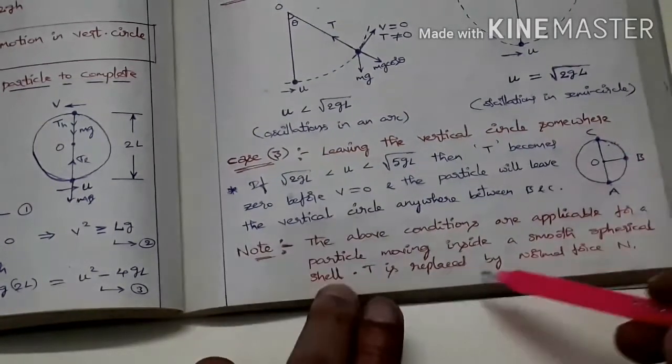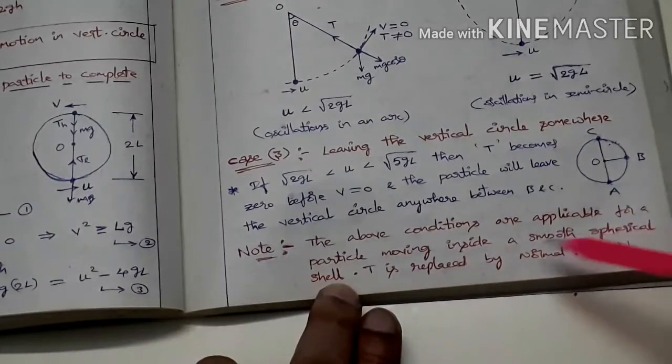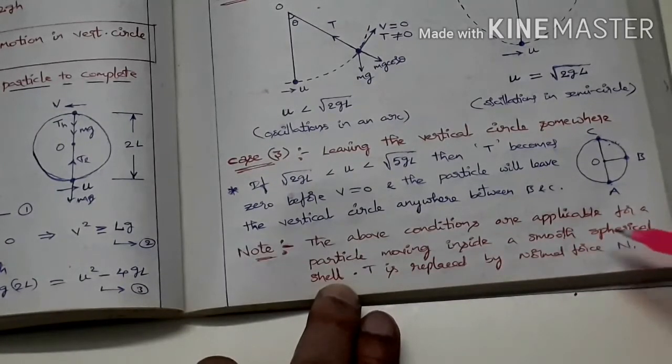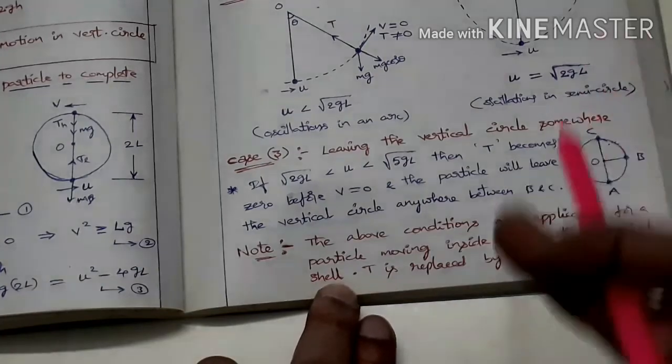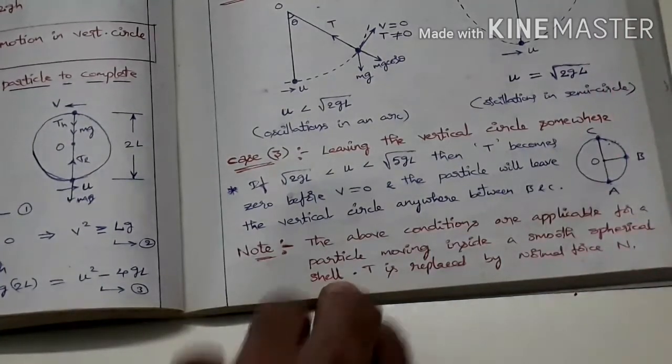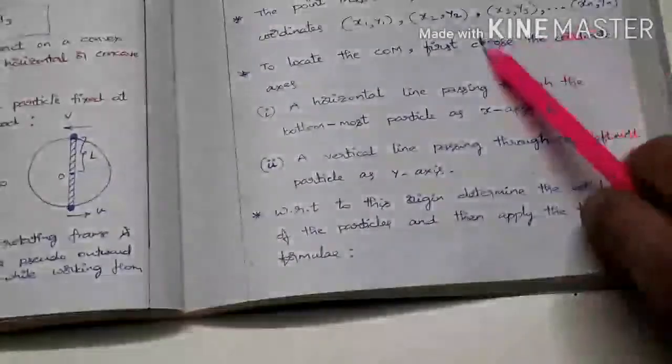and it leaves the circular motion and falls down like a free body. So note, the above conditions are applicable for a particle moving inside the same conditions. Here we have taken a body attached to a rope. These conditions are also applicable for a body which is skidding in a vertical circle on a smooth spherical surface.